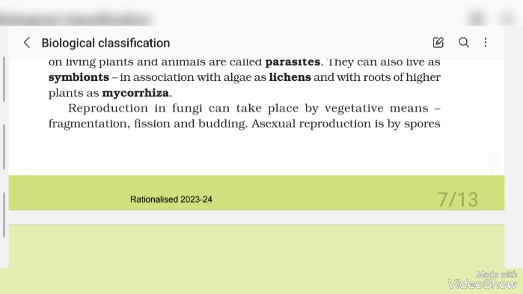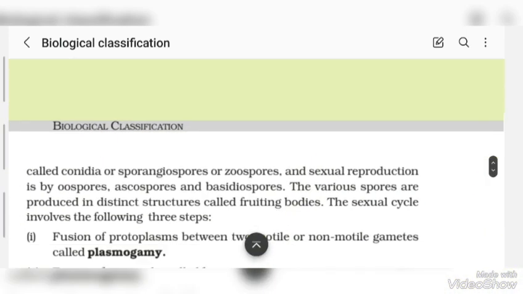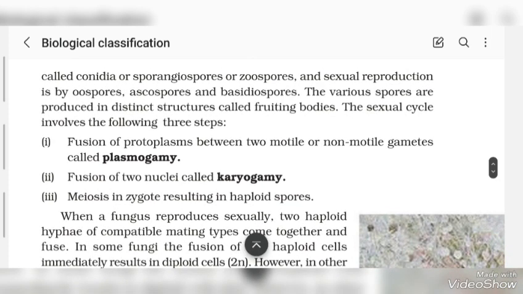Reproduction in fungi can take place by vegetative means: fragmentation, fission, and budding. Asexual reproduction is by spores called conidia, sporangiospores or zoospores, and the sexual reproduction is by oospores, ascospores, and basidiospores. The various spores are produced in distinct structures called fruiting bodies.